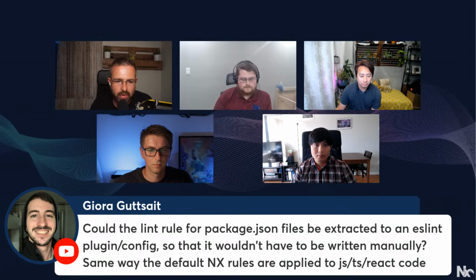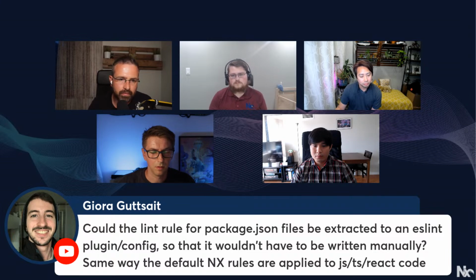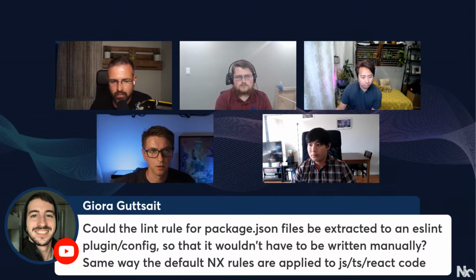And there's a question coming up that's related to this. Could the lint rule for package.json files be extracted to an ESLint plugin or config, so that it wouldn't have to be written manually, the same way the default NX rules apply to JavaScript, TS, and React code? I mean, the ESLint plugin within NX is also extracted as a separate ESLint plugin. So the same way we use this for manipulating the package.json, it can be done by anyone else. If I understood the question correctly.